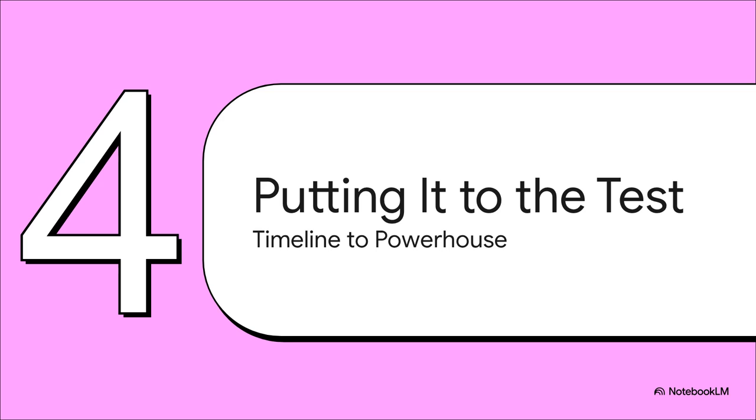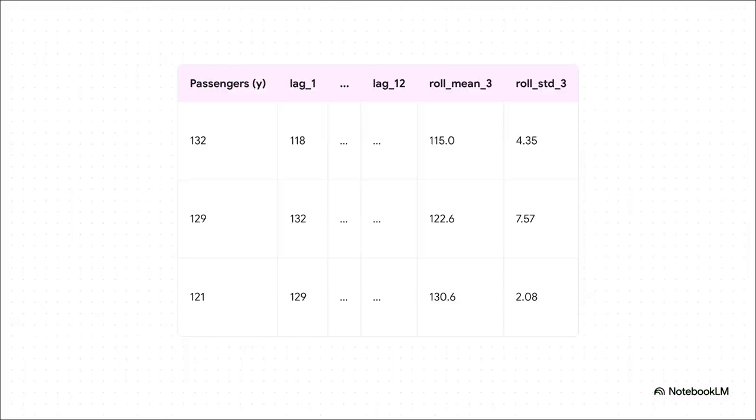So now, for the moment of truth, let's put our decision tree to the test and see if it can actually predict anything. And voila! Look at this! This is what we've created. What started as just a single column of passenger numbers is now this beautiful, wide table packed with all sorts of historical context. Now our decision tree has something to work with.